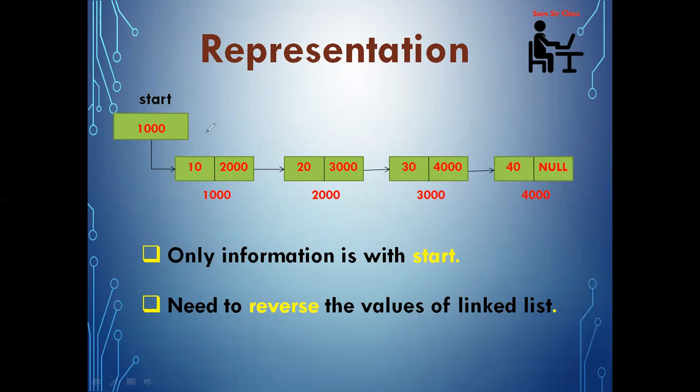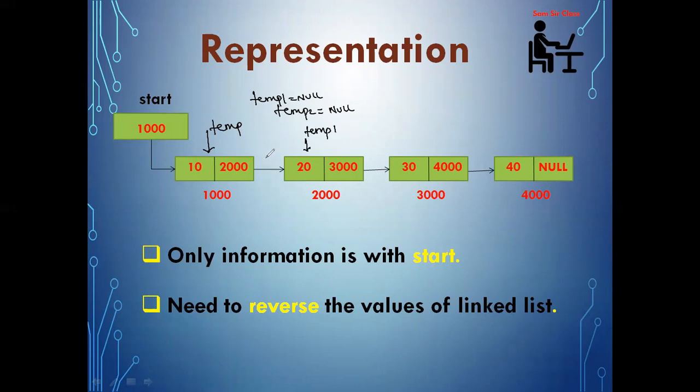Suppose temp, I am assigning the start. So whatever start is keeping, temp will be assigned to that. So temp is now pointing to the node with address 1000. Initially, I am keeping temp1 as null and temp2 also as null. Now next, temp1 is given the address of temp next. So what is temp next? 2000. So this is pointed by temp1.